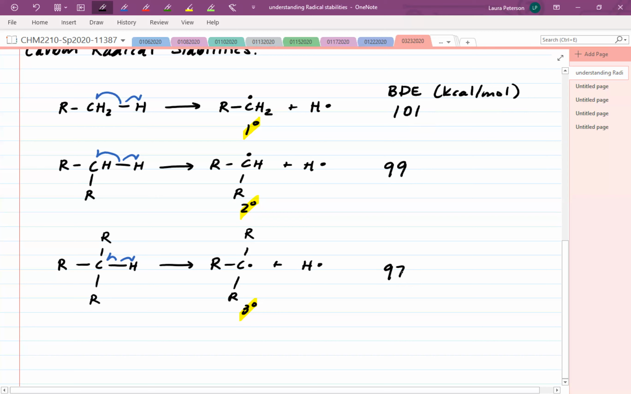Okay, so remember what we just talked about up above. We said that as we increase radical stability, we decrease BDE. It's easier to break the bond if the radical is more stable. So let's make those trend notes over here. As we go this way, we are increasing radical stability.